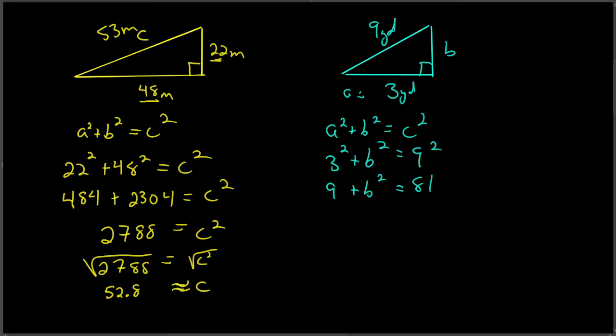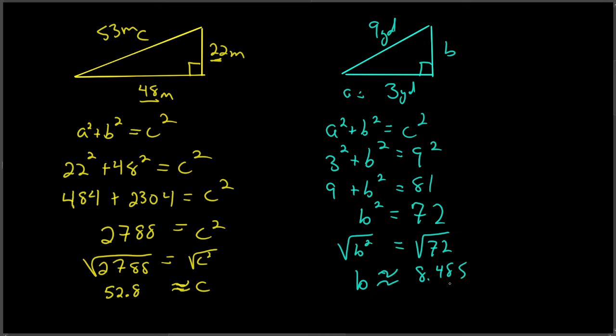So I'm going to solve for b squared. I'm going to subtract 9 from each side, and that gives me 72. So I take the square root of both sides, and b is going to be approximately, again, I'll run to my calculator, 8.485. And so if we round, this is like 8 yards.